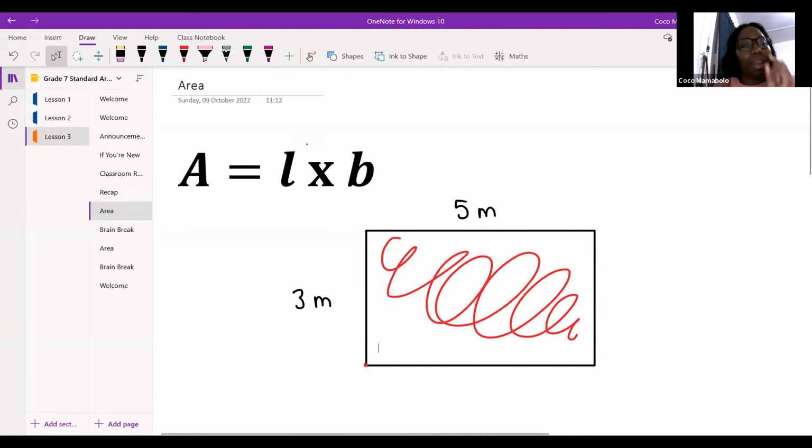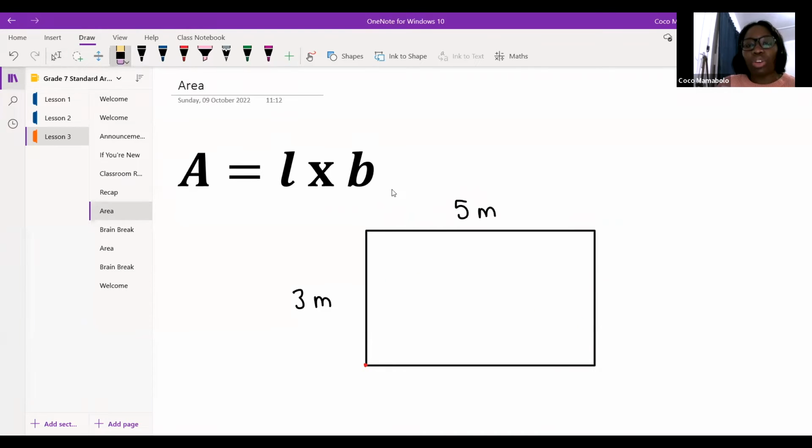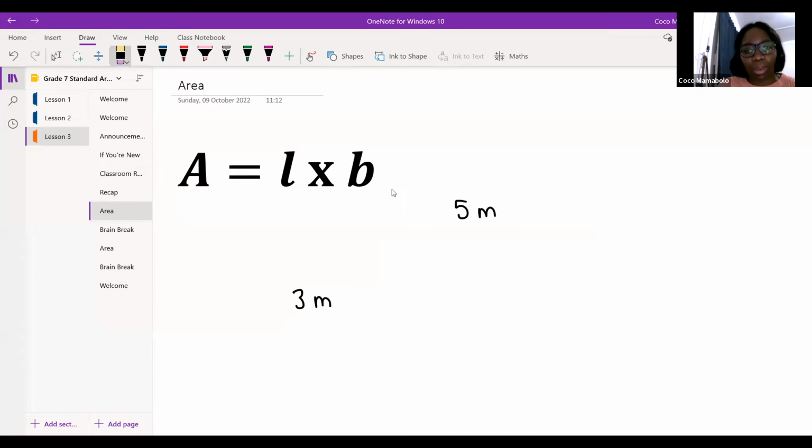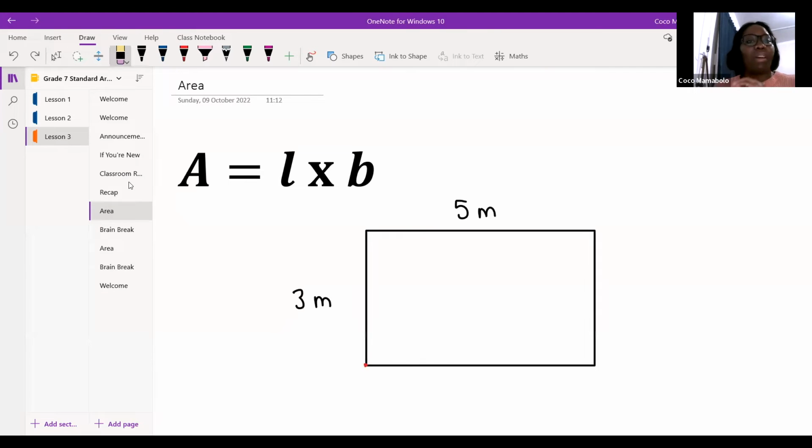Okay, well done, Kawe. We are calculating the space inside the shape. And Rolivu was correct. What we're going to do is take 3 and multiply it by 5. But I want to ask you guys, why am I taking 3 and multiplying it by 5?